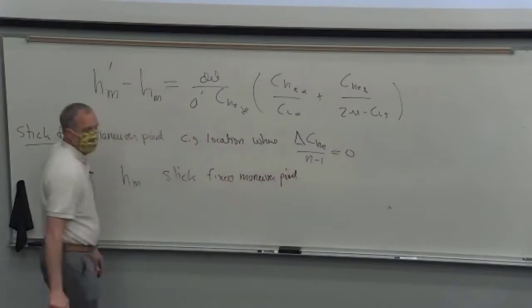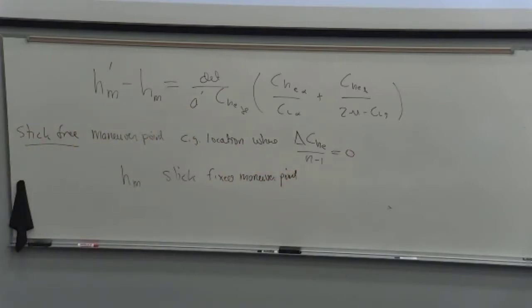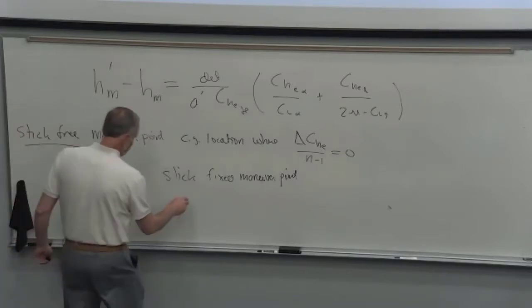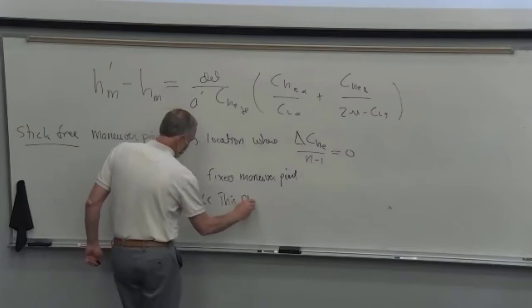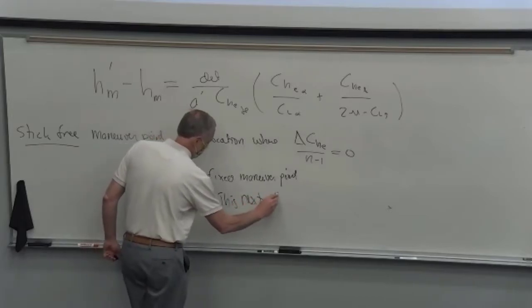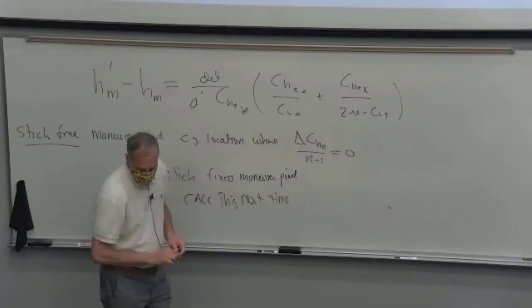Yeah, so more terminology, I know, but it's important stuff for airplanes. So that is where we'll stop today. That's the definition. The stick fixed maneuver point is where elevator per G is 0, and the stick free is where the stick force per G is 0. And we want to avoid both of those. So next time we'll calculate this for our example airplane.